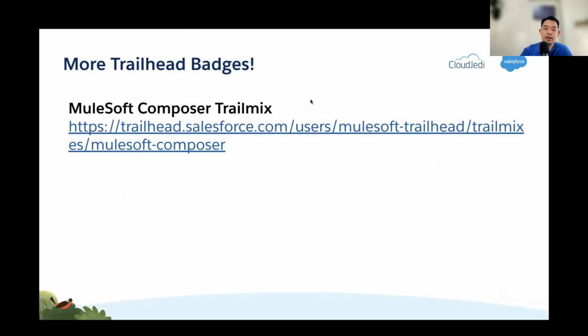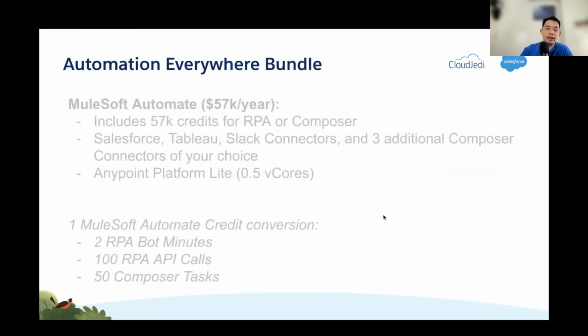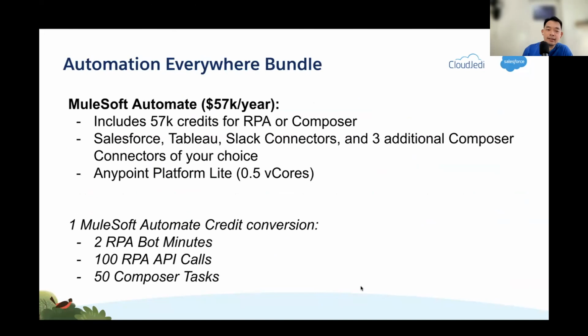So there are different options about that. They also have videos on that. And then a question about pricing. So there's what we call the Automation Everywhere bundle, also called Mulesoft Automate. This includes what he calls 57,000 credits. This can either be used for RPA or Composer. This is how we translate the credits.